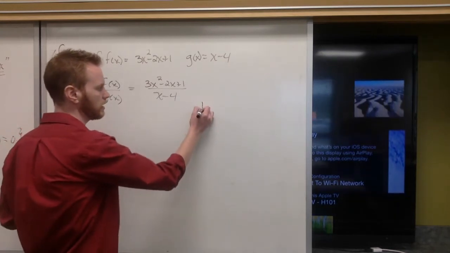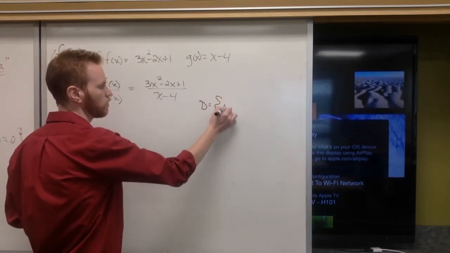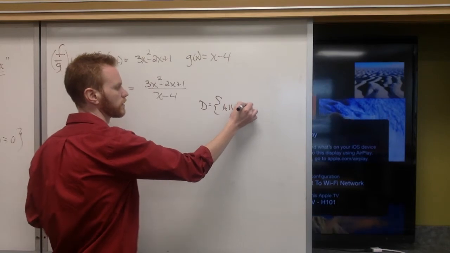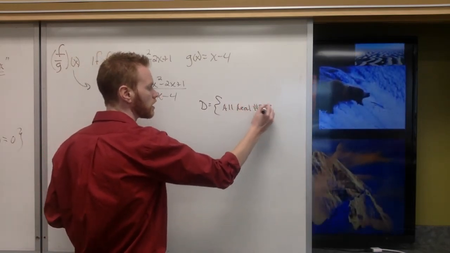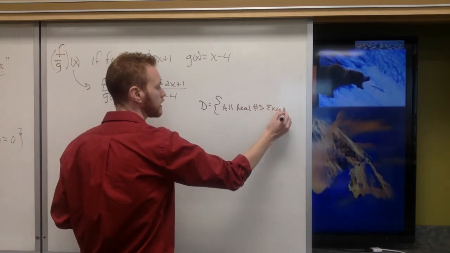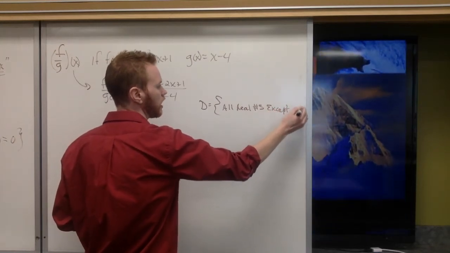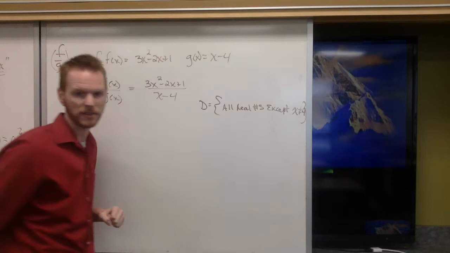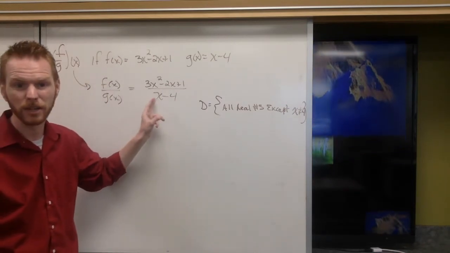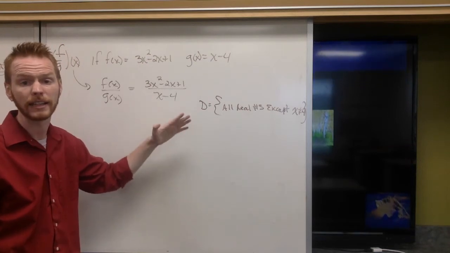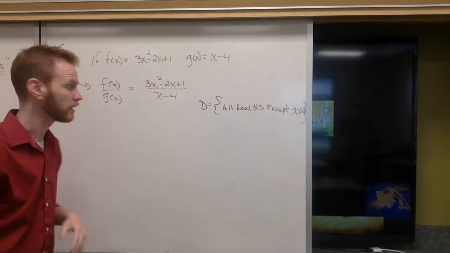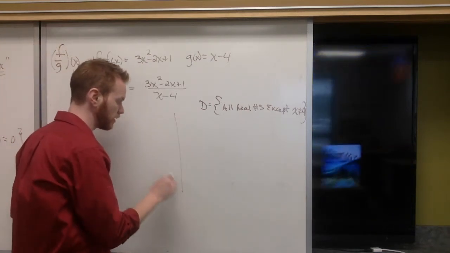But for domain, it would be what? All real numbers, except x cannot be 4, right? 4 is not a valid solution to this guy because when I put 4 into here, I get 0 at the bottom, undefined. Now, just to give you a for instance here, okay?